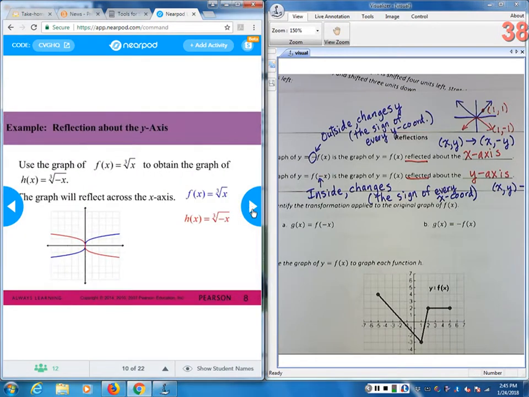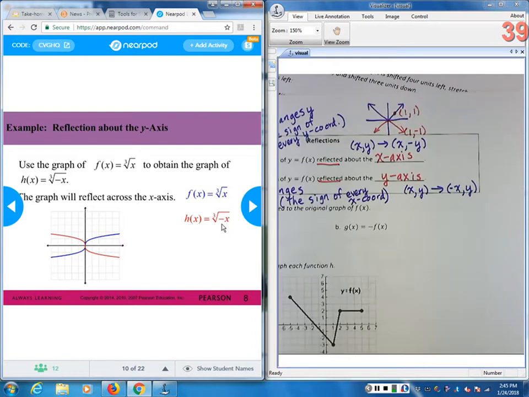Okay. This is an example from the book, and it's actually a function that would look the same no matter which axis you reflected about. So it's not a very good example, but it is reflecting, it's on the inside, it's reflecting about, wait a minute, that's got a typo on it. The negative sign's on the inside, so it's reflected about which axis? The y-axis, right? When you change the sign of every x coordinate.